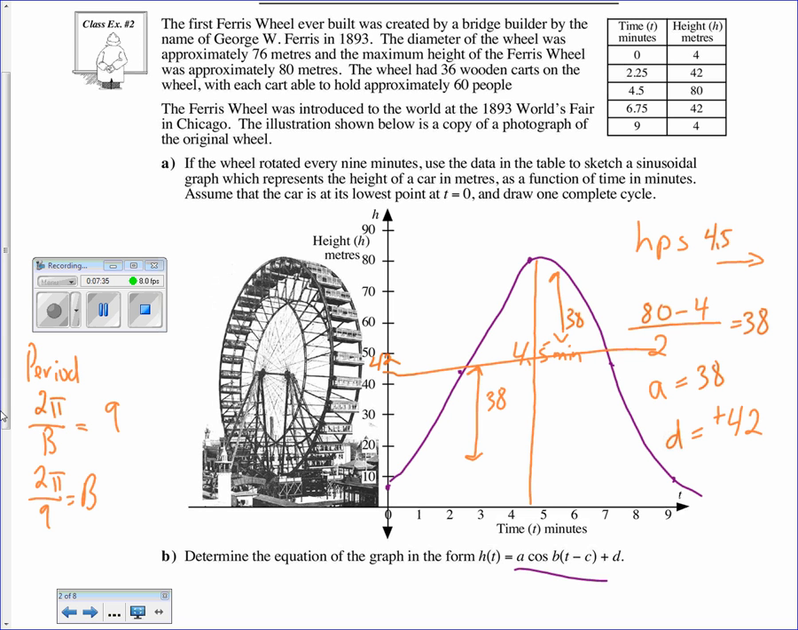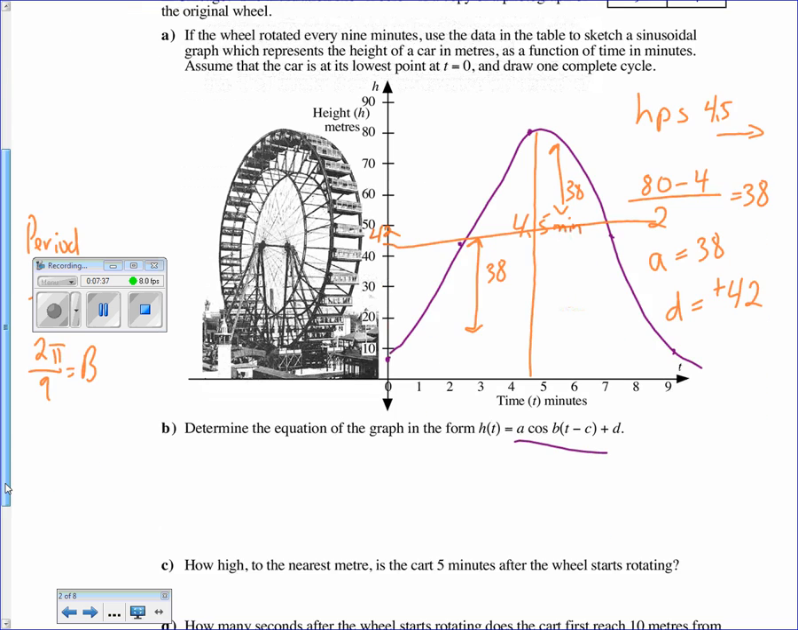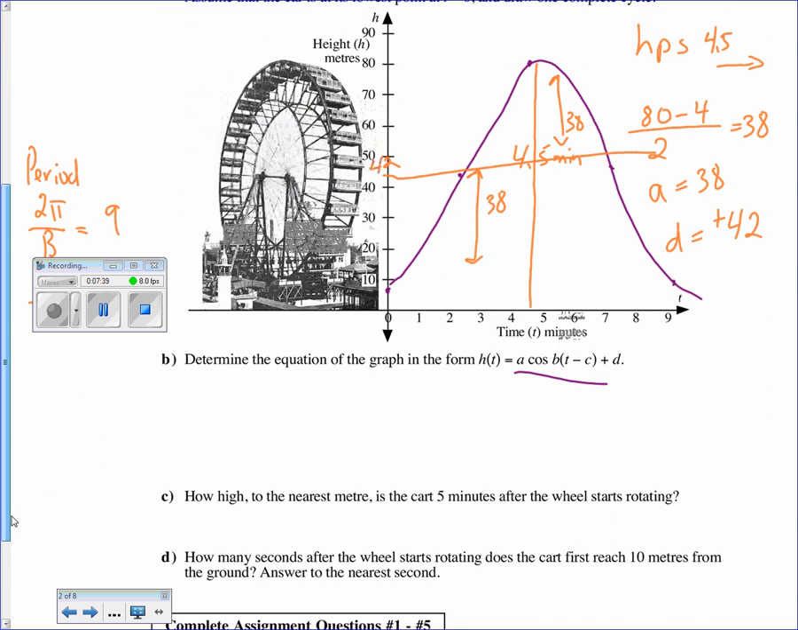Now I can create the equation, making sure I have my signs correct. So amplitude was 38 and that was positive. So height at any time t is equal to 38 times the cosine of my b value, 2 pi over 9. Then I need my brackets, my horizontal phase shift. I moved right, so that's t minus 4.5. And then to that, I add 42.